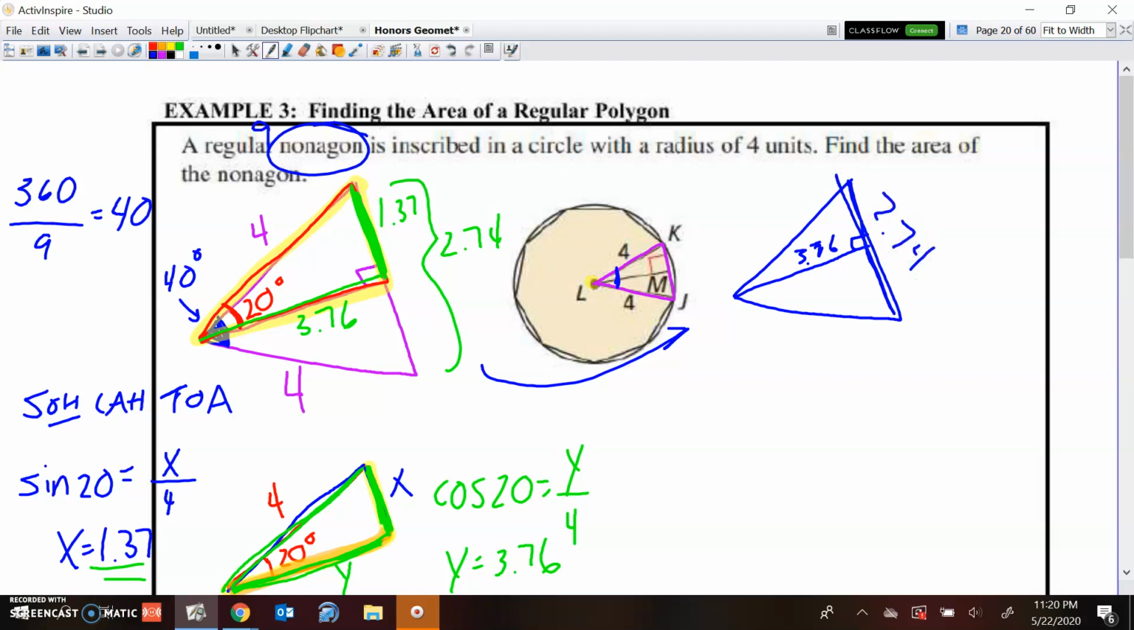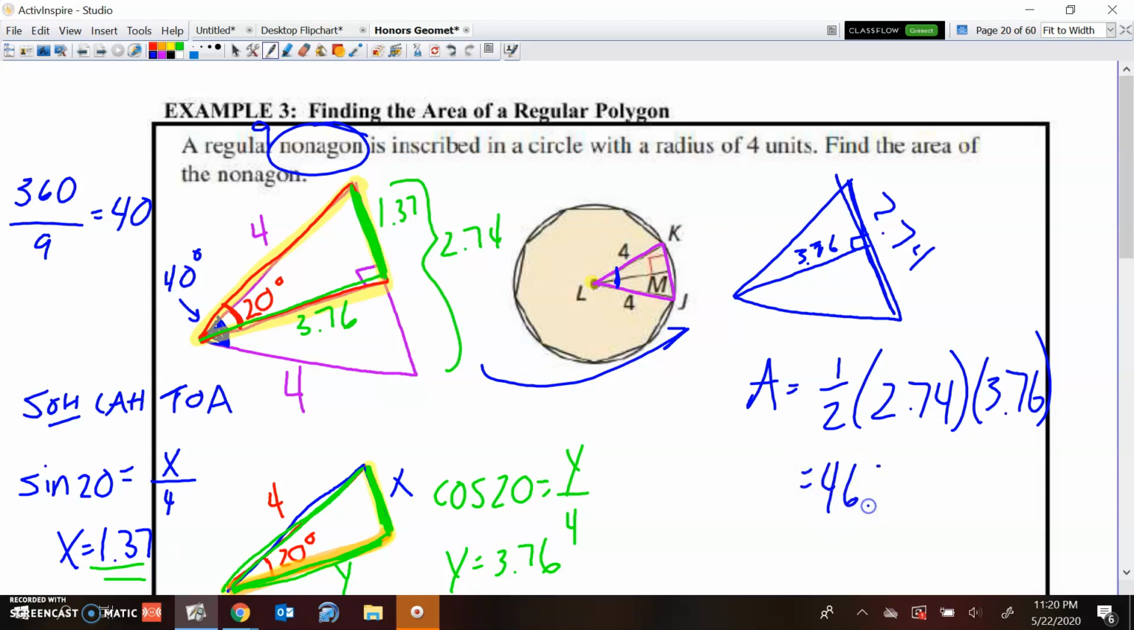So to find the area of one triangle, I'm going to do 1/2 the base, which I know we just doubled, so here I'm just taking half again. And then 3.76. And if I multiply all of that together, I find 46.36. And they don't specify, so just units squared.